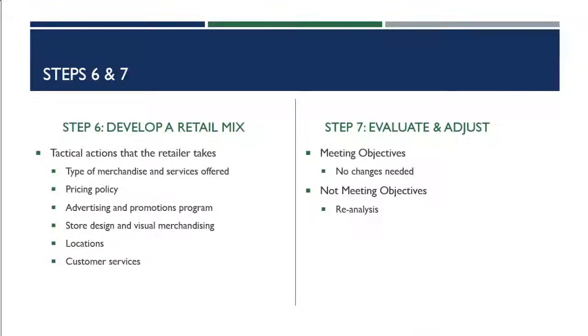Now, what happens if we're not meeting our objectives? What happens if we are way off track and we're nowhere close to meeting our objectives in the first year or 5 years of the plan? That's not necessarily a reason to panic. It is a reason to do a reanalysis of the plan. And it's not necessarily that you have to start over at step 1, but maybe it starts with a review of your objectives and a look at your retail mix, and to see how you can tweak that to start getting back on track to meet those goals.